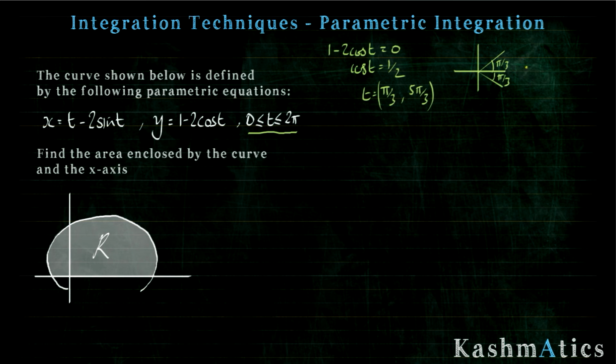I also need to know what dx by dt is. So if x is equal to t minus 2 sine t, then dx by dt would equal 1 minus 2 cos t.